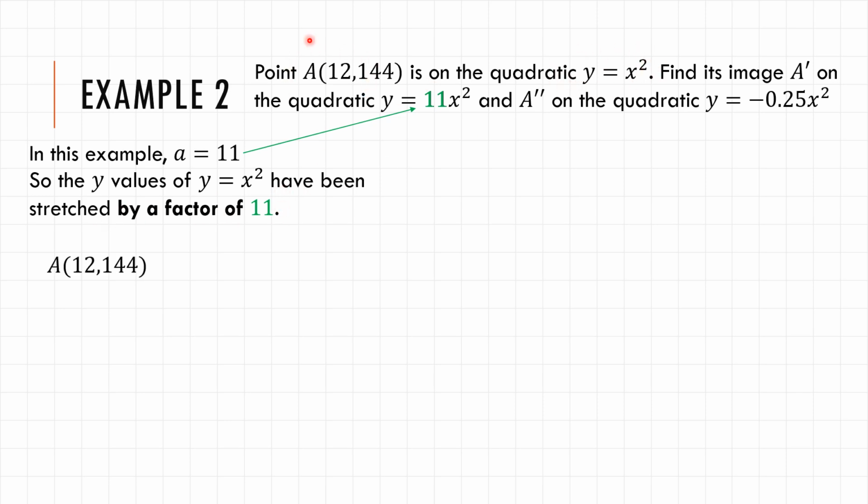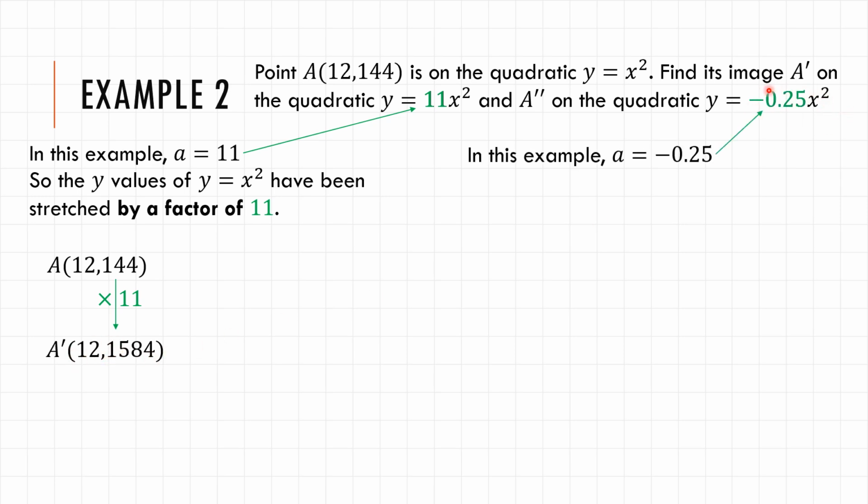So if we take this point, 12 and 144, and we take the y value, 144, and we multiply it by 11, we will get its new location, the location of A prime. And we could just plot that on a graph.